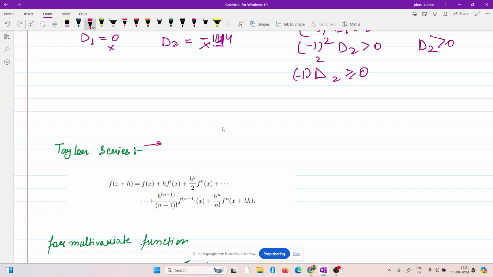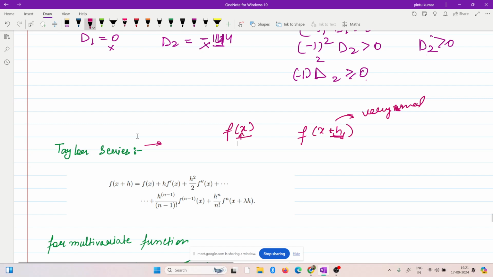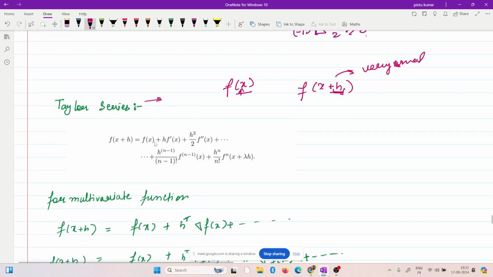You all might know this. Let's say you know the function value at point x. You are comfortable at point x and you want to approximate the function value at some x plus h, where h is very small. So you want to approximate this value at a nearby point, and you have access to values at point x. Then the Taylor series approximation gives f of x plus h.